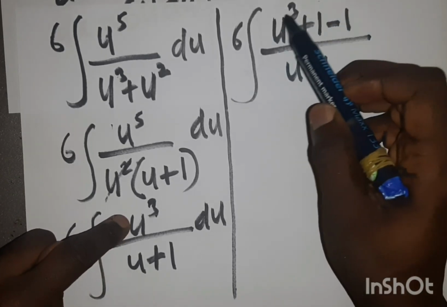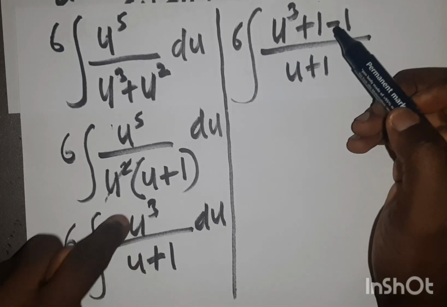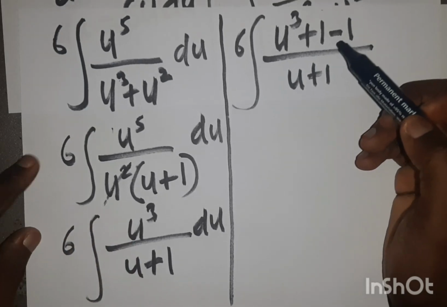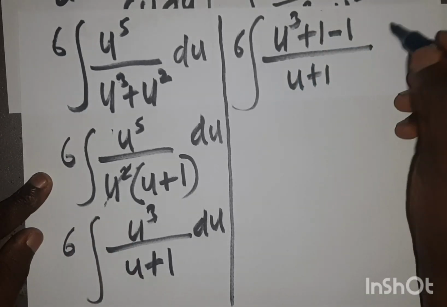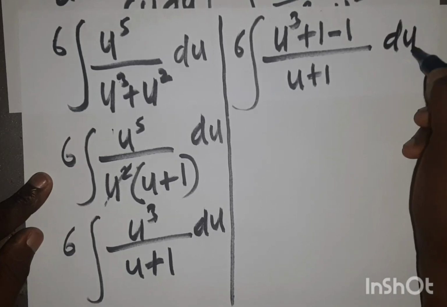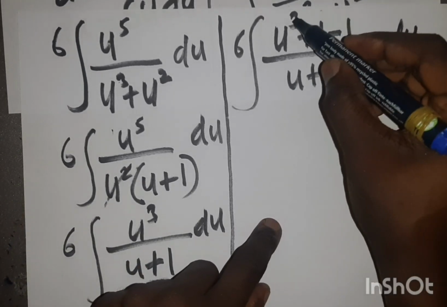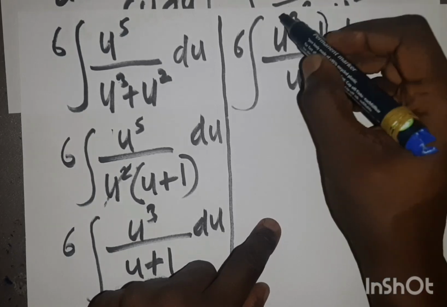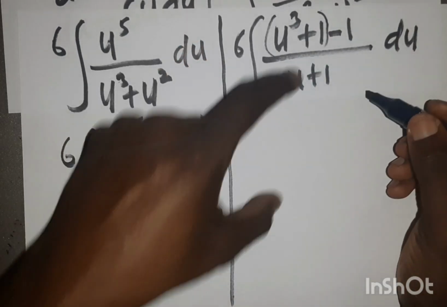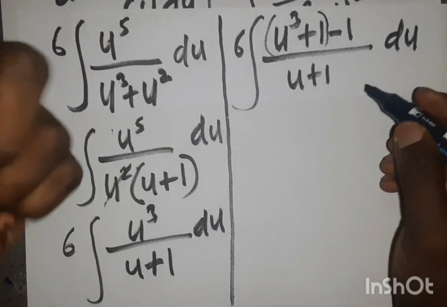So if you evaluate this numerator, you are still getting u raised to the power 3. So we are on the right track. I'm doing this to make it easy for me to integrate. So this is the u, and I'm taking u raised to the power 3 plus 1 as a single term. Of course, I can now rewrite the whole integral to favor what I want to do.